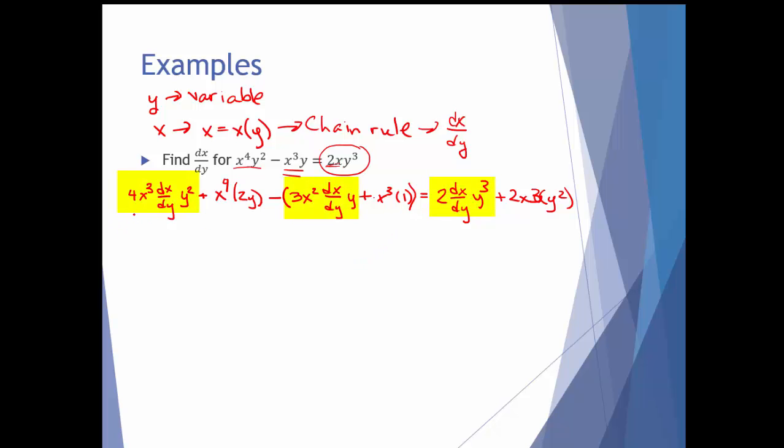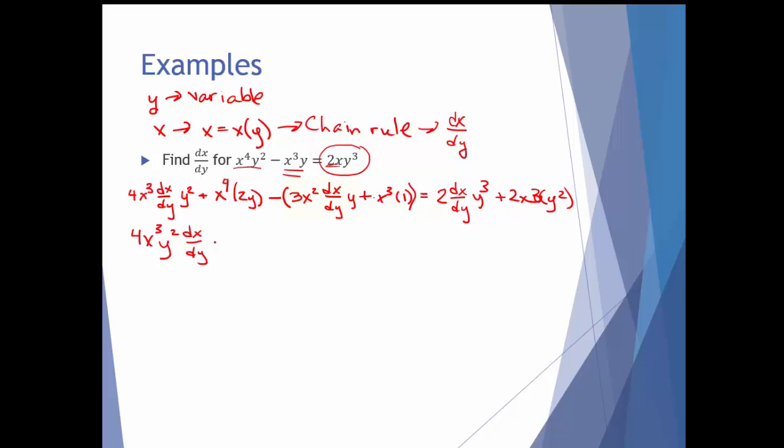So every term that has a dx dy stays on the left, and every term that doesn't have a dx dy, I'll move to the right. So my first term, I'm just going to reorder it a little bit. So that's 4x cubed y squared dx dy. I just moved the y squared up front.